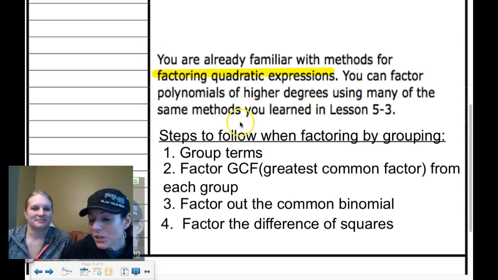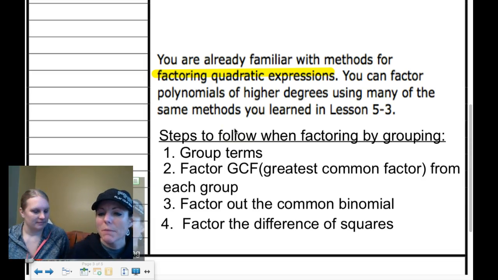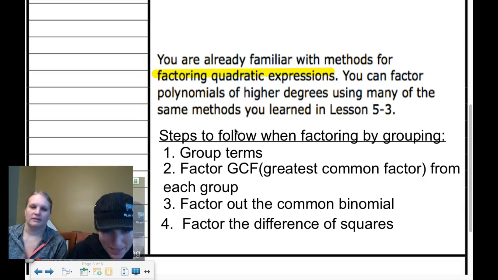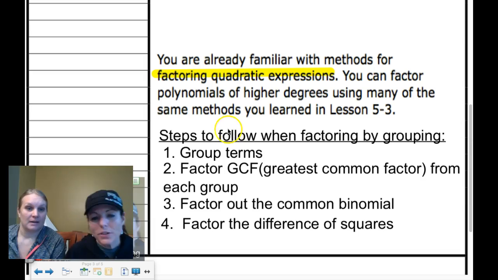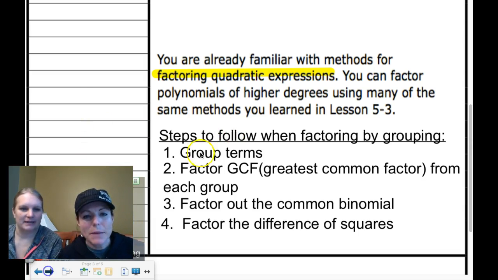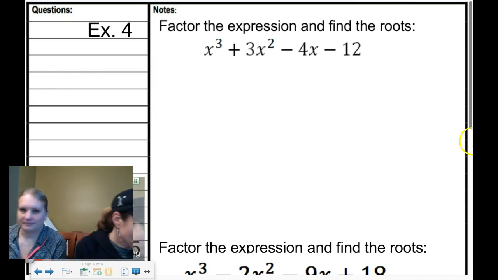So, the steps we're going to follow when factoring by grouping. Number 1, group your terms. Number 2, you're going to factor the greatest common factor from each group. Then you're going to factor out the common binomial. Then factor the difference of squares. I know that's a lot of words, so let's do an example. Here we go. Example number 4.